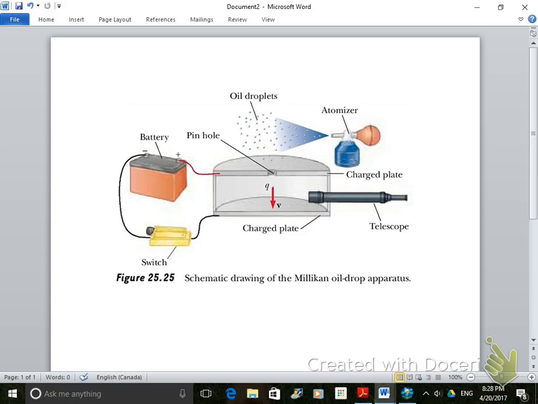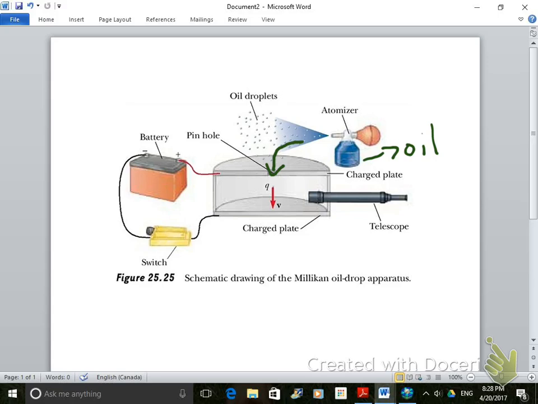In here, he had oil, and it would spray out, and the oil would then fall through this little hole, and as it fell through the hole, it would rub against the outside edges of that hole. And then we know by charging by friction, we can have electrons jump onto that. Just like if you rubbed a balloon in your hair, you get electrons from your hair to the balloon. And then that's what gives you that charge.